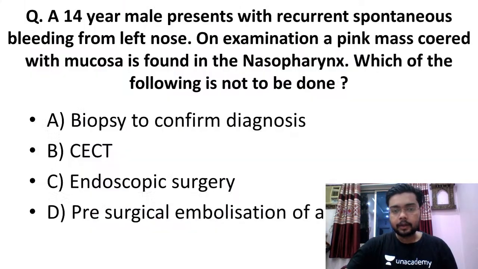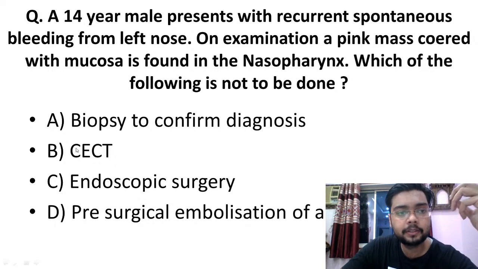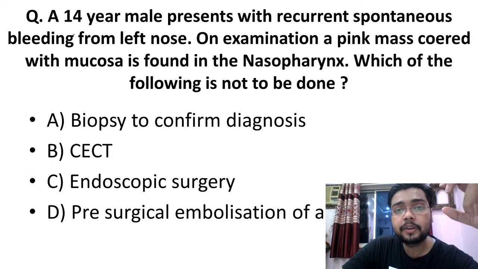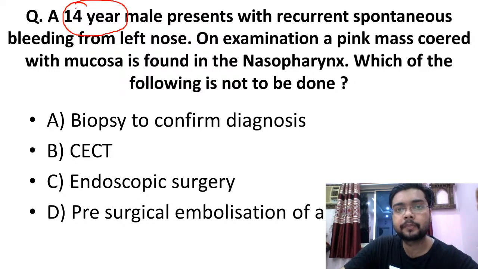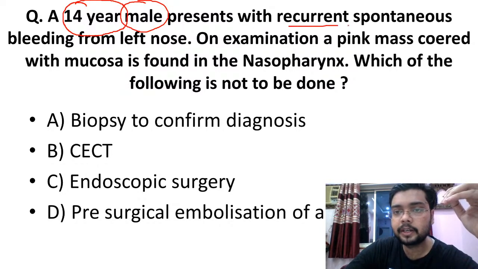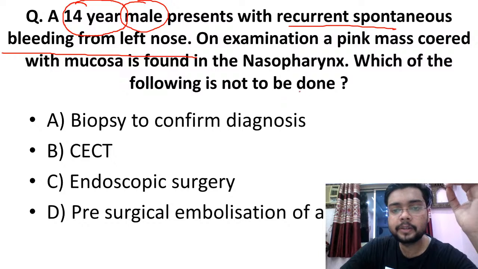Right. Now again, a very important question, a very frequent one that you might get in your examination. Let us see what the examiner says. And before reading, just try to frame in your mind what all points you are going to mark out of the question. In some examinations like JIPMER, you get 7-8 lines of question, so in those you need to see what all is important. So: a 14-year-old male patient presents with recurrent spontaneous bleeding from the left nose. On examination, a pink mass covered with mucosa was found in the nasopharynx. Which of the following is not to be done?